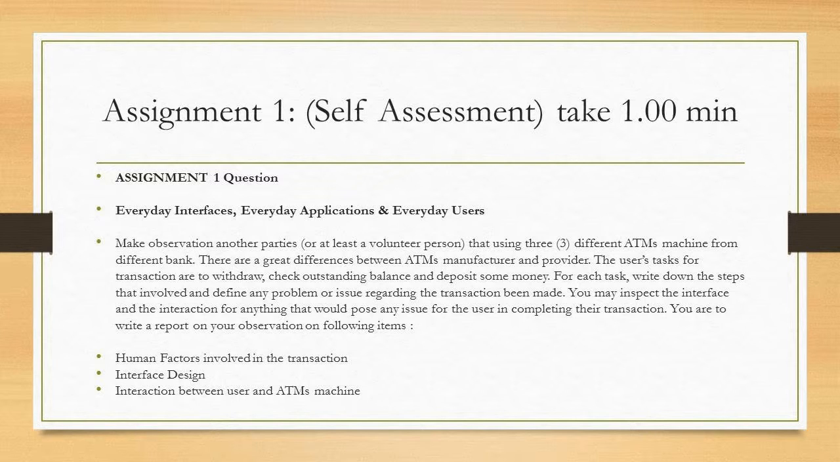For each task, write down the steps involved and define any problem or issue regarding the transaction being made. You may inspect the interface and the interaction for anything that would pose any issue for the user in completing their transaction. You are to write a report on your observation on the following items: human factors involved in the transaction, interface design, interaction between user and ATM machine.